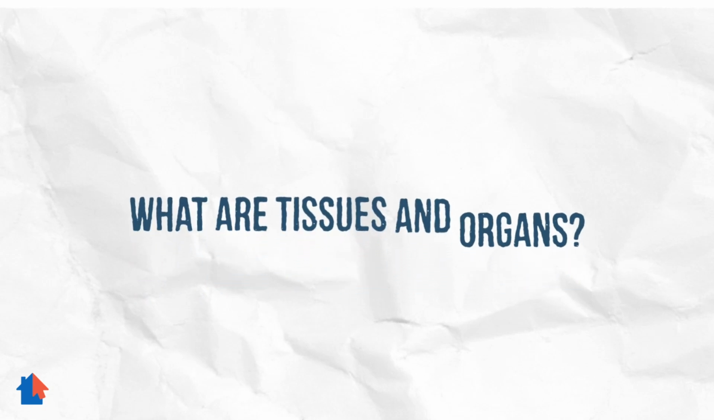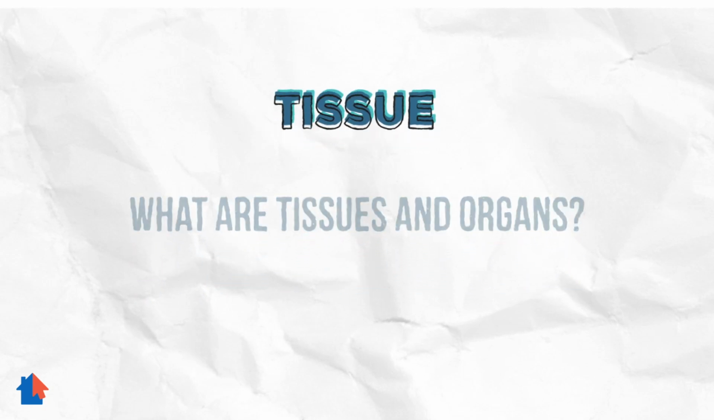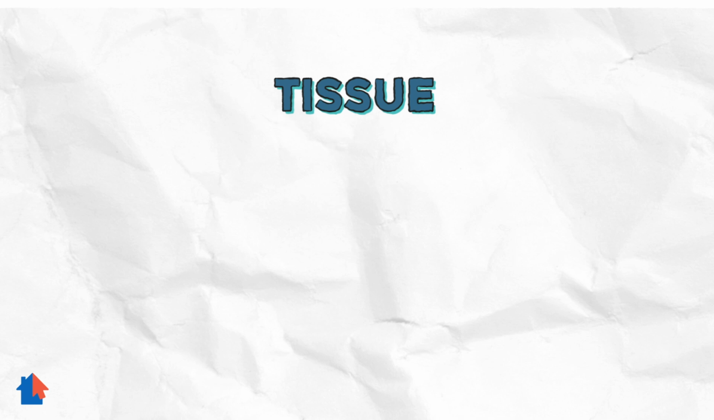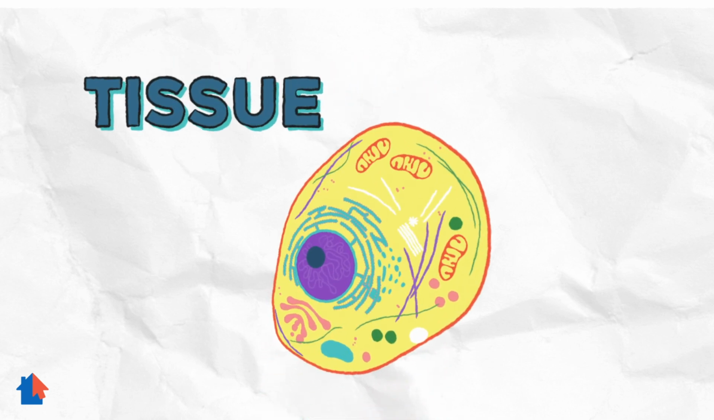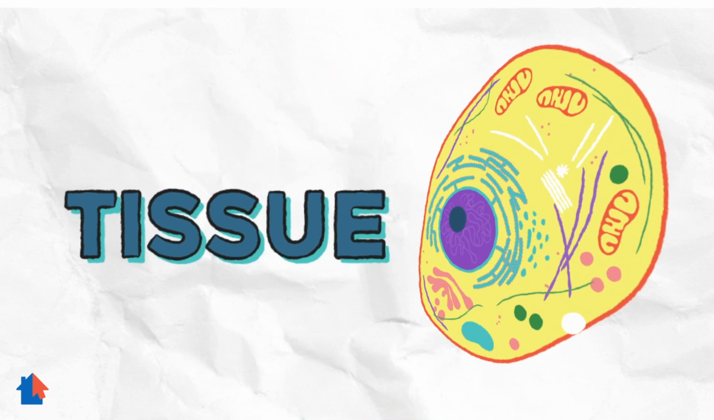What are tissues and organs? Tissue is made of similar cells that group together to do a job in the body. Humans have 4 types of tissue.